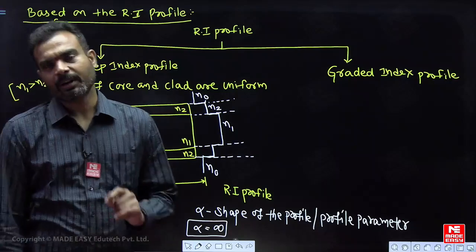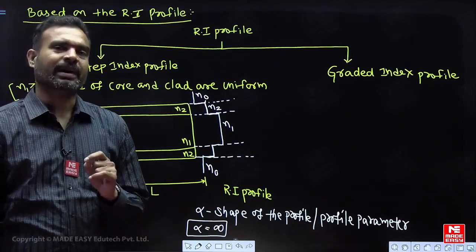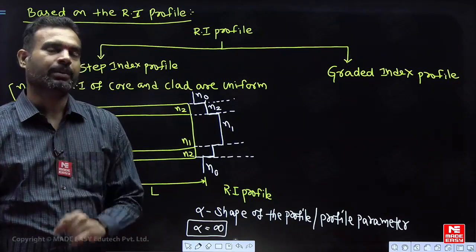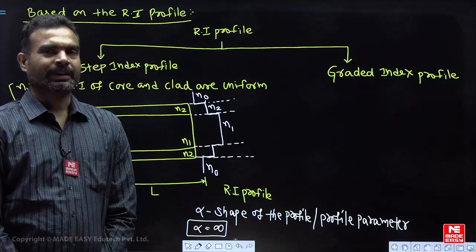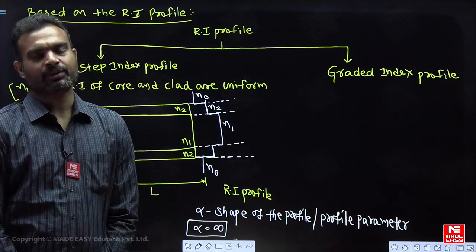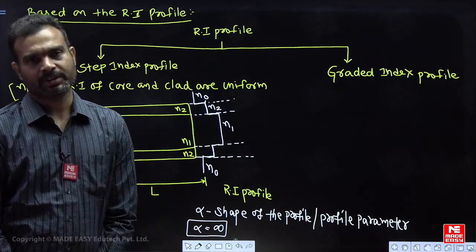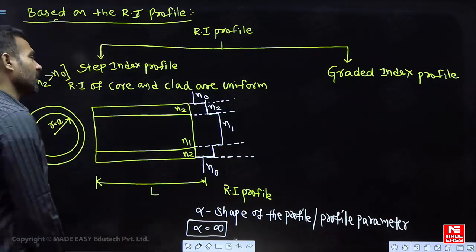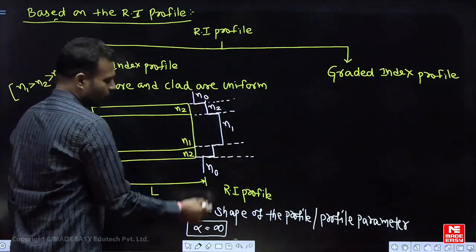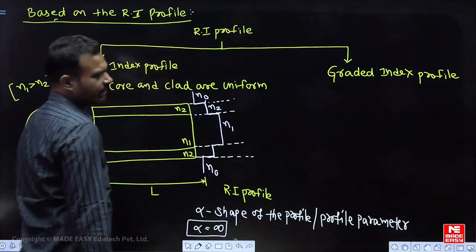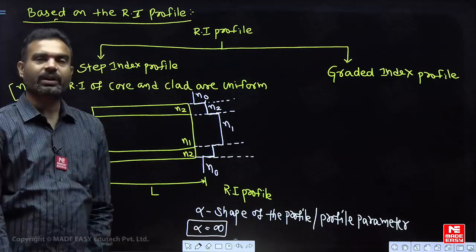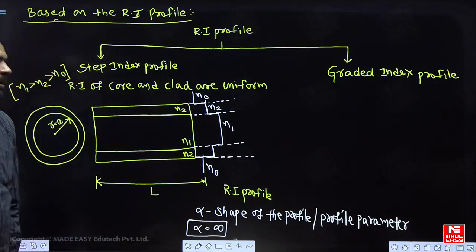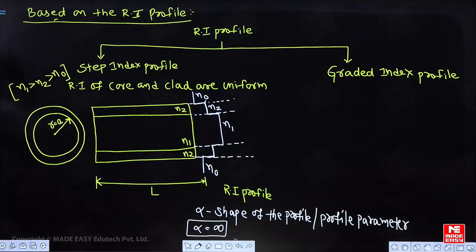Impulse is the signal which is defined by area. The area of the impulse is 1, but the magnitude of the impulse is equal to infinite. Please remember it. Many students think that the magnitude value is 1. No, the area is 1, but the magnitude is infinite. That's why when you differentiate the step signal you get an impulse, and that impulse magnitude is infinite. So it gives the shape of the profile, or the profile parameter. This is completely about the refractive index profile.